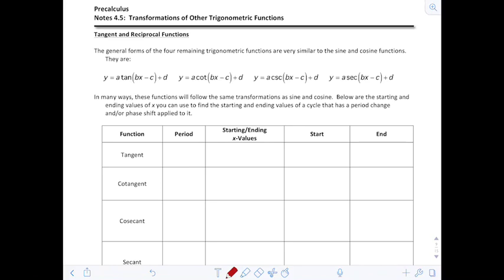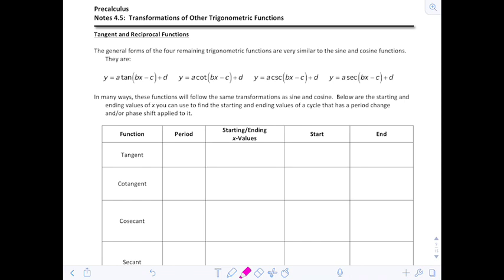Okay, the notes for 4.5, transformations of other trigonometric functions. So in 4.4 we talked about the transformations for sine and cosine, and in 4.5 we're going to talk about the rest of the trig functions. So we'll have tangent, cotangent, cosecant, and secant. And one of the reasons that we can group these four together is because these four will all have asymptotes.